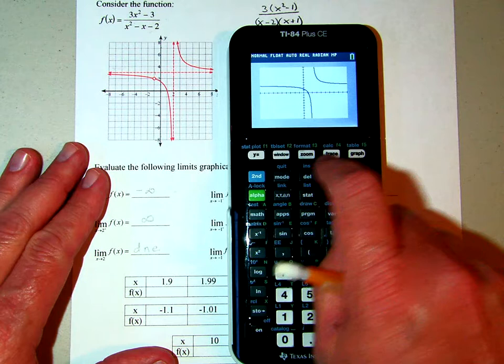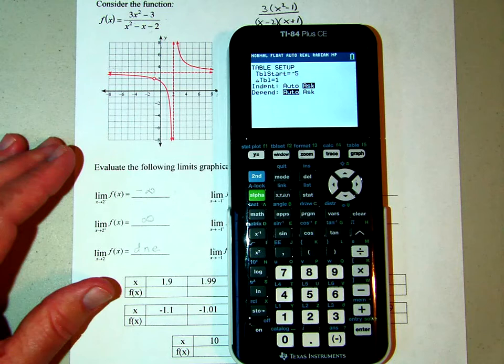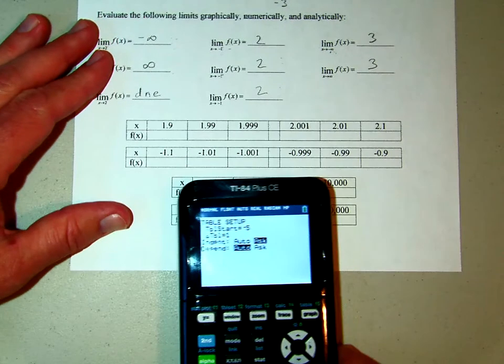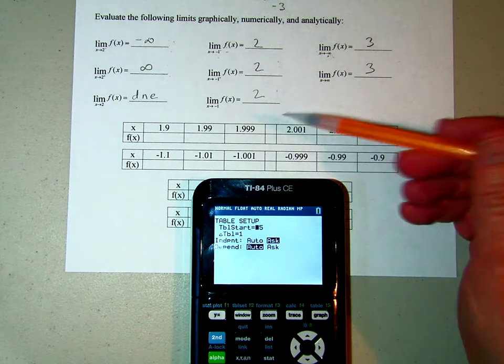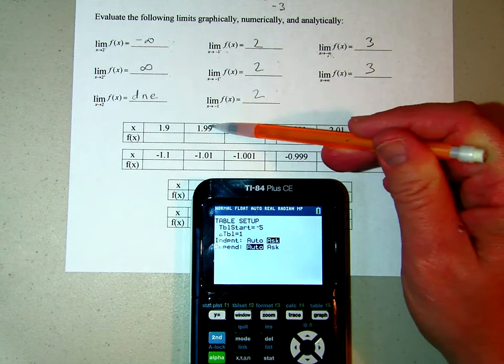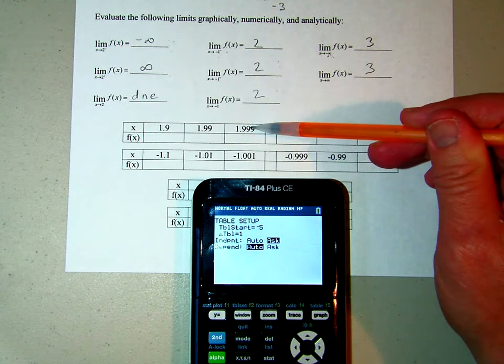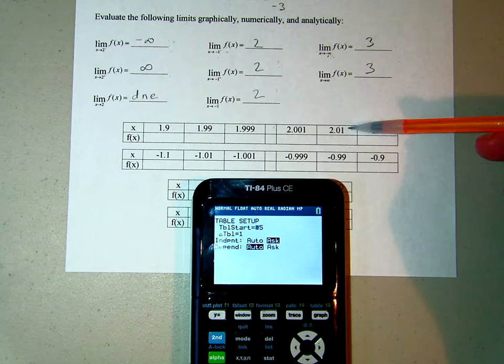I'm going to type in x values that will help us answer the limit question. For this first table that's set up here, we want to see what happens numerically as x approaches 2 from each direction. Approaching 2 from the left, 1.9, 1.99, 1.999 are values that get closer and closer to 2. From the right, x values that get closer and closer to 2 are 2.1, 2.01, 2.001.